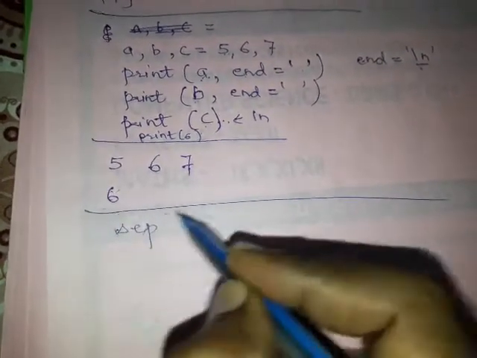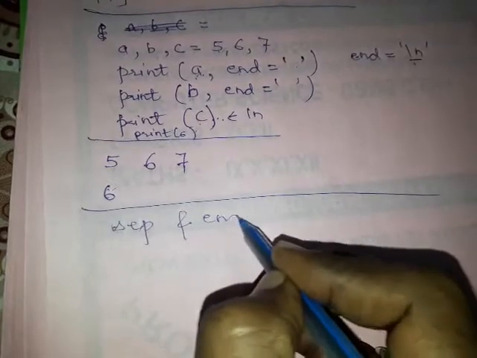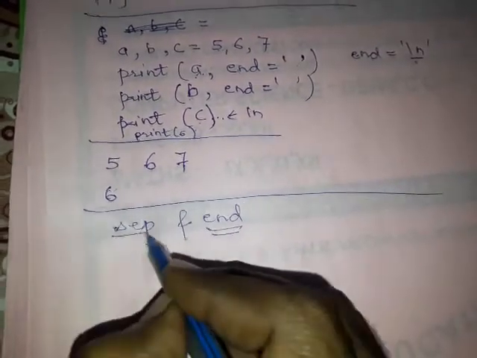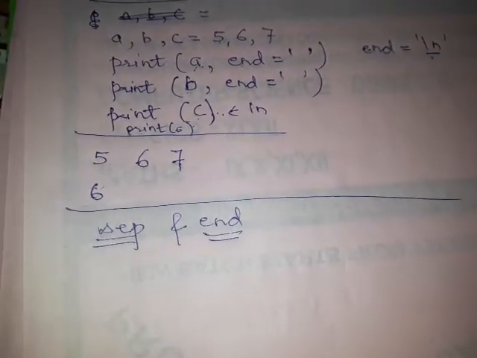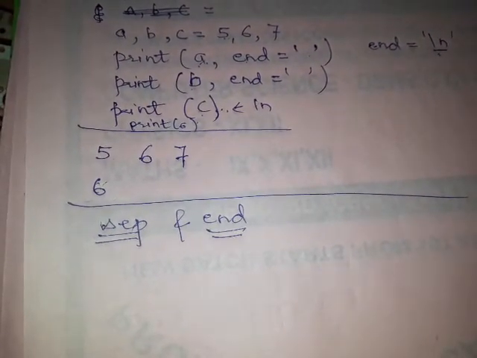So these are the main features in which print uses two arguments, separator and end argument. Study these two arguments of print from your book. If you have any doubt you can ask me. That's all for today.